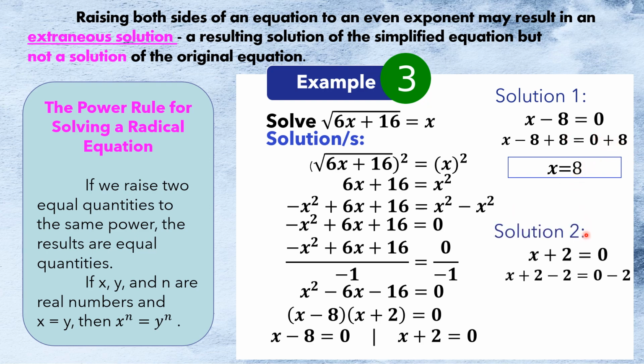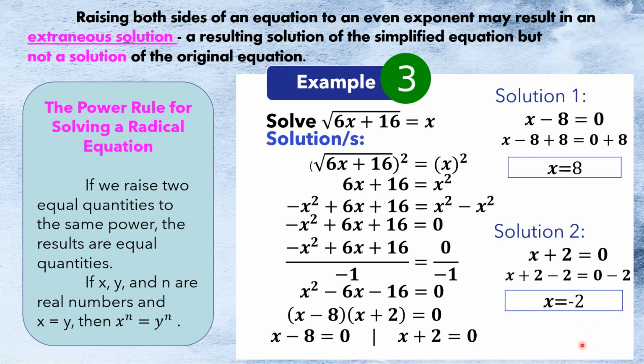For our solution 2, ito naman, yung x plus 2 equals 0. Dahil plus 2 yan, para x na lang ang maiwan sa left side, applying additive inverse, so meron tayong minus 2 dito. Siyempre, pag nag-minus 2 kayo dyan, magma-minus 2 din tayo dito sa right side. So, cancel out to. Ang maiiwan is si x, and then 0 minus 2 is equal to negative 2. So, yung ating solutions are 8 and negative 2.